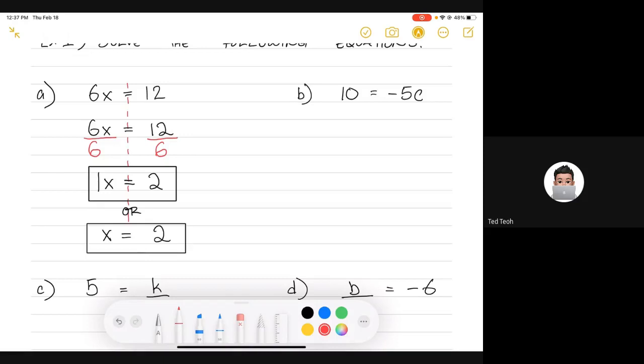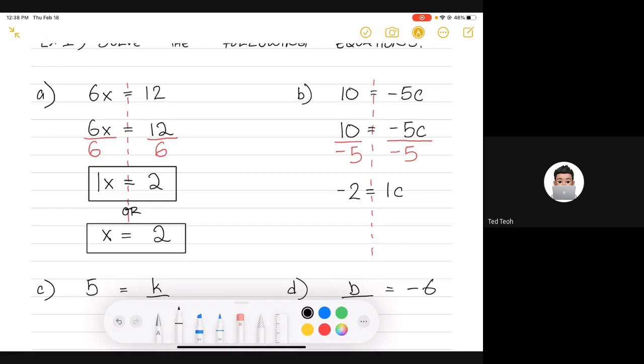I'm going to draw a dotted line where my equal sign is. In this question, the number in front of the letter is negative 5, which means I need to divide both sides by negative 5. Just like in question A, the number in front of the letter was 6, I divided both sides by 6. For question B, the number in front of the letter is negative 5, so I divide both sides by negative 5. 10 divided by negative 5 is negative 2. Negative 5 divided by negative 5 is 1c.